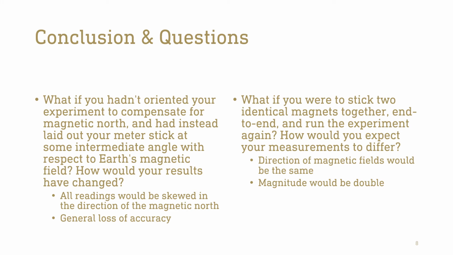Finally, if the experiment hadn't been oriented to compensate for the magnetic north, all readings would have been skewed in the direction of the magnetic north. We would also have seen a general loss of accuracy for all the values measured during the experiment.